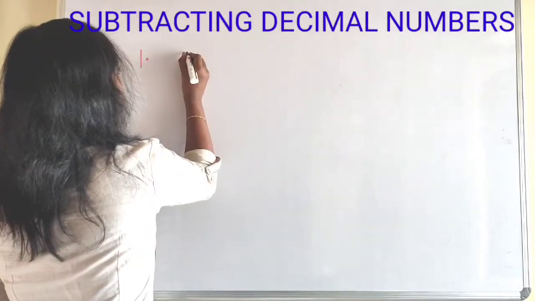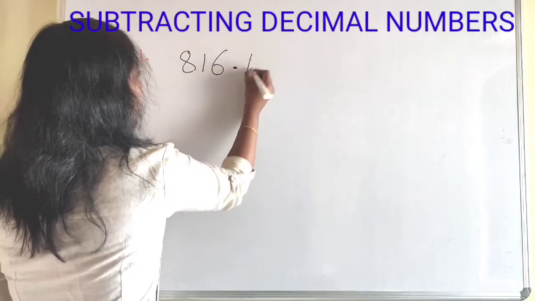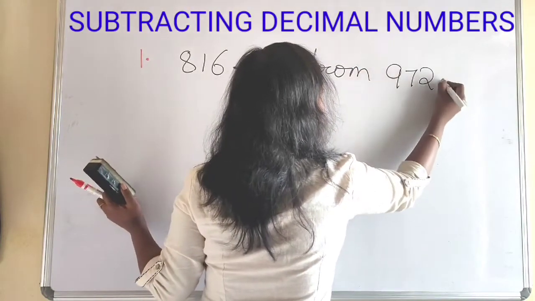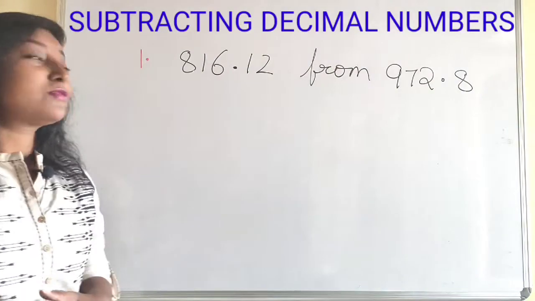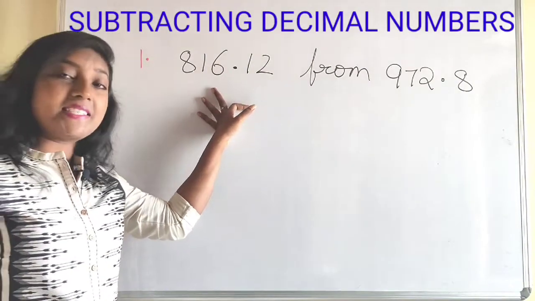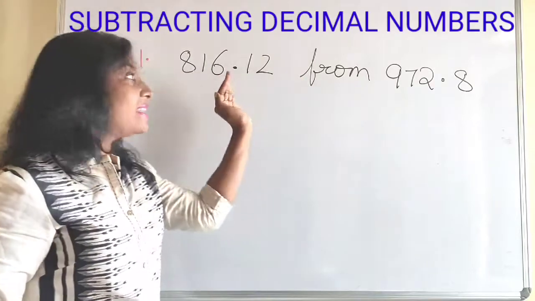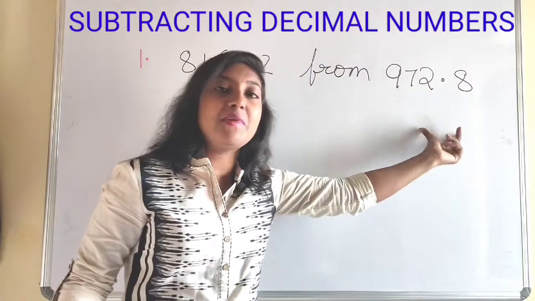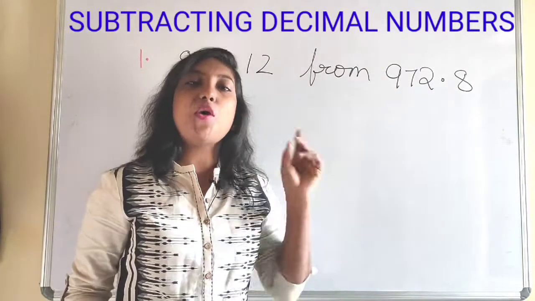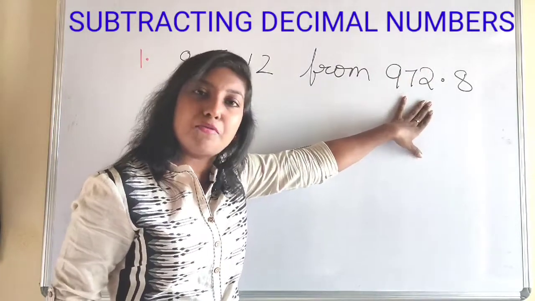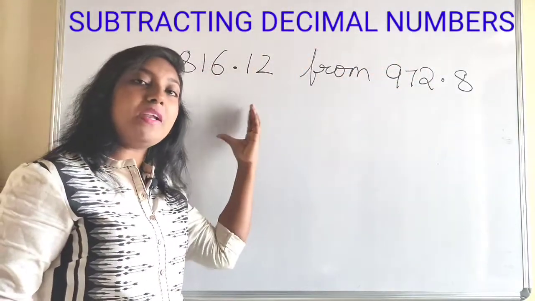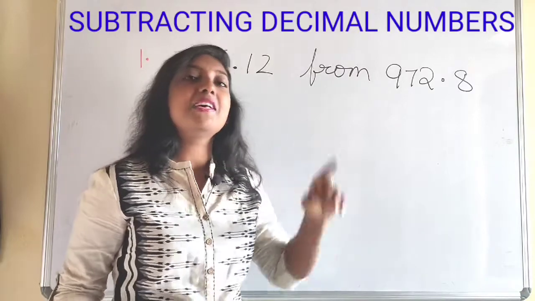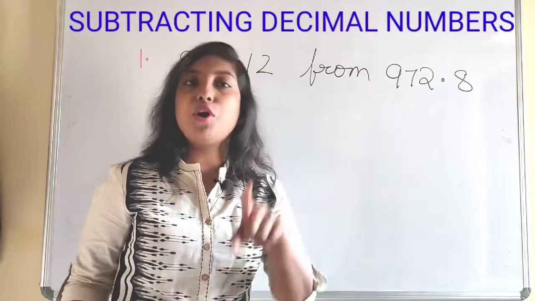Subtract 816.12 from 972.8. So the first number is 816.12 and we have to subtract this number from the number 972.8. This is a decimal number. Whenever we are doing subtractions, always we have to take the biggest number first and then subtract the smaller number from the bigger number. This is the main task whenever you are writing the numbers. So first write the biggest number while you are doing subtraction.